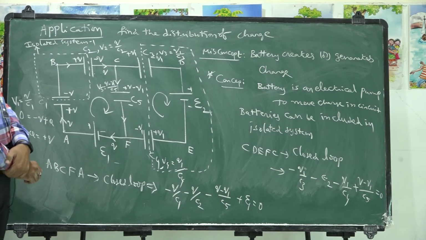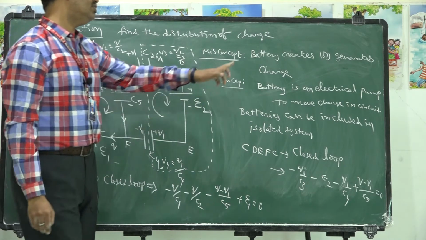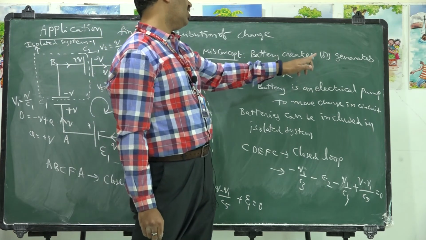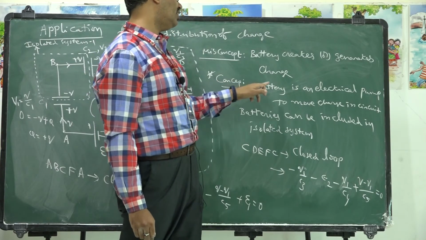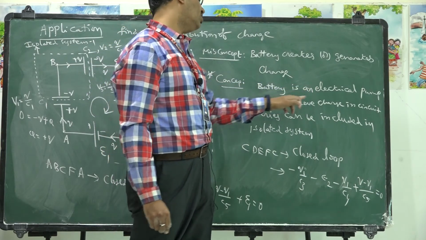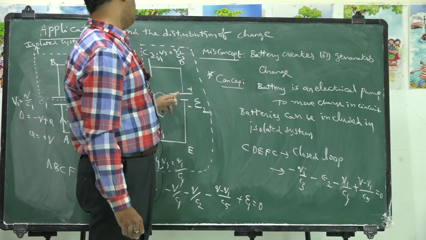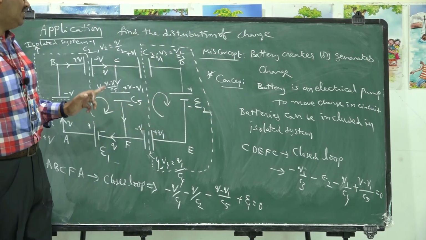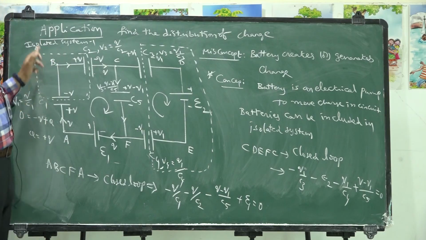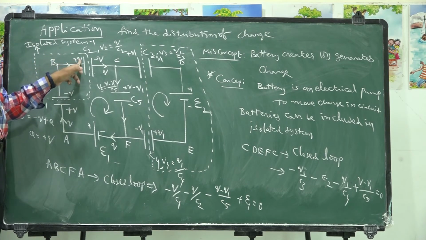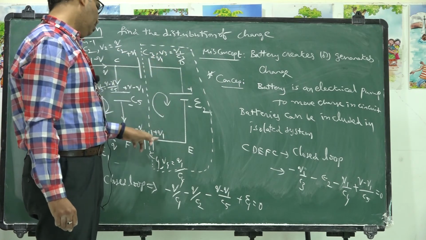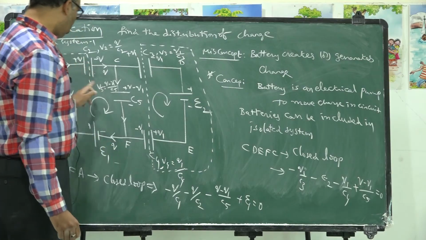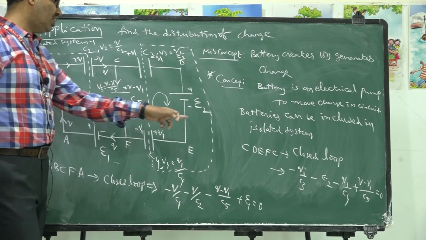I hope you understood. What are the basic ideas we should remember here? Always we should leave the misconception that battery creates charge or generates charge. Go to the concept, battery is an electrical pump to move the charge in the circuit. So any battery can be included in the isolated portion you are considering. This isolated portion I am considering to apply the junction law to know the charge available on this plate. Again, this isolated portion I am taking to find the charge on this plate, and I applied loop law to generate an equation here.